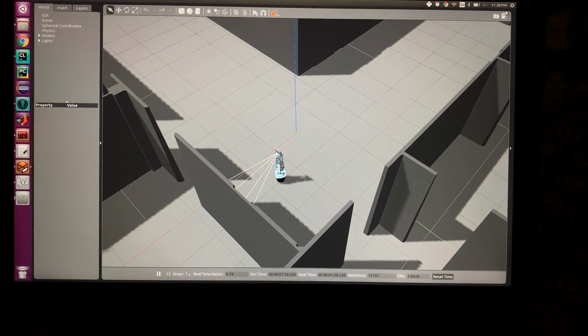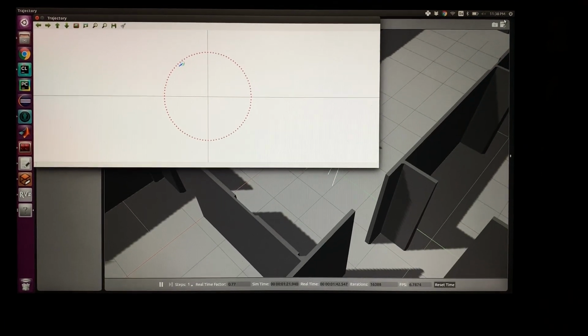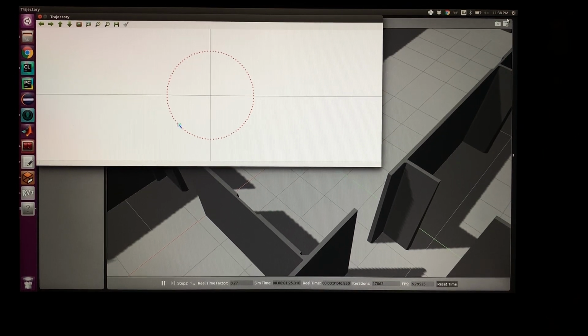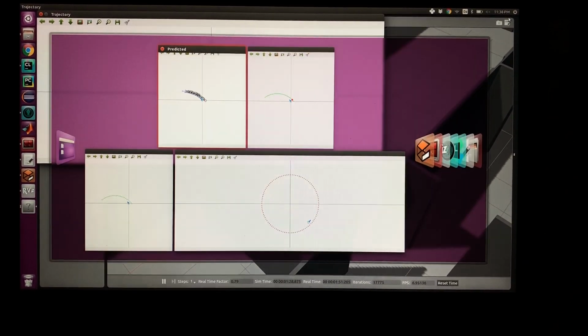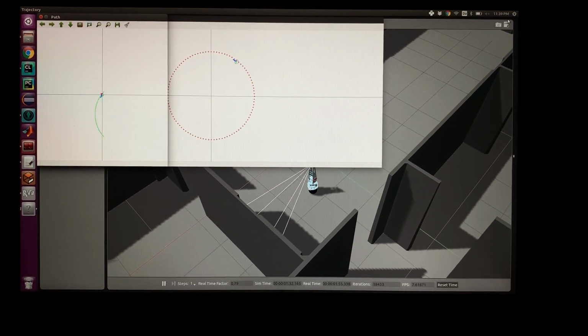The trajectory is shown in this plot, where we can see how it's trying to follow the red dots, which are the discrete trajectory, which is then converted to a continuous path shown here on the left.